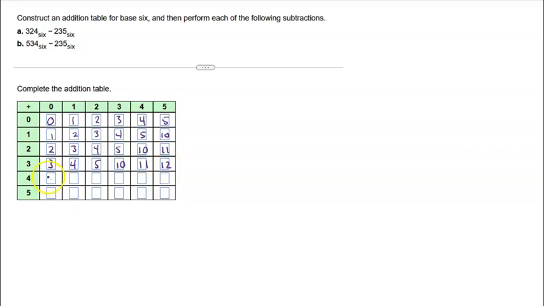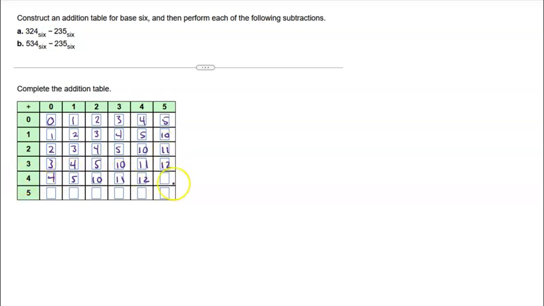4 plus 0 is 4. 4 plus 1 is 5. Here we go. 4 plus 2 is 6, which doesn't really exist. That's 1 6 and 0 1s. 4 plus 3 is 7, which is 1 6 and 1 1. 4 plus 4 is 8, which is 1 6 and 2 1s. 4 plus 5. It'd be nice if I didn't even think in terms of base 10, but I'm probably like you. I just kind of have to.